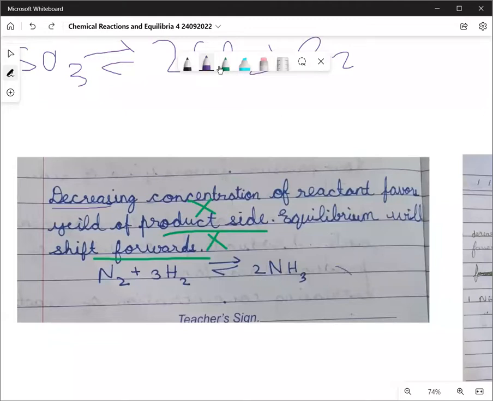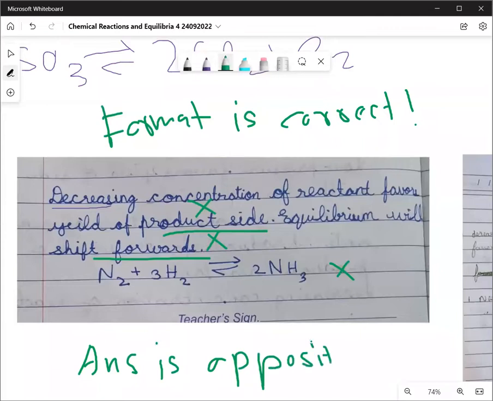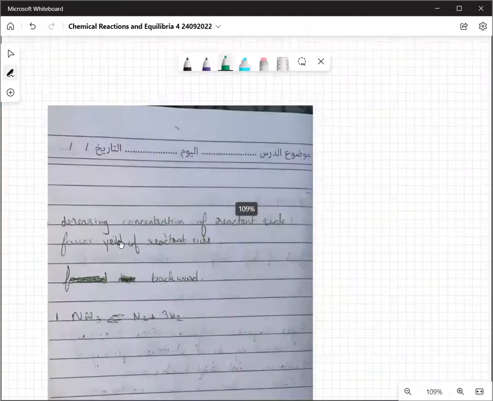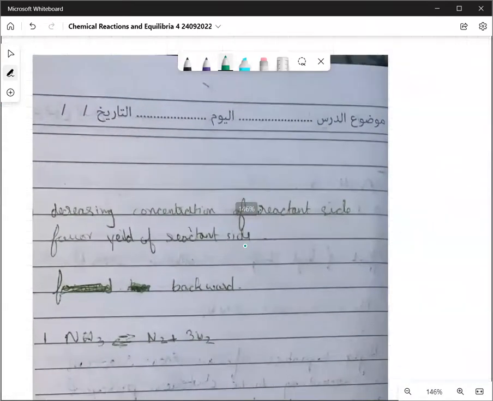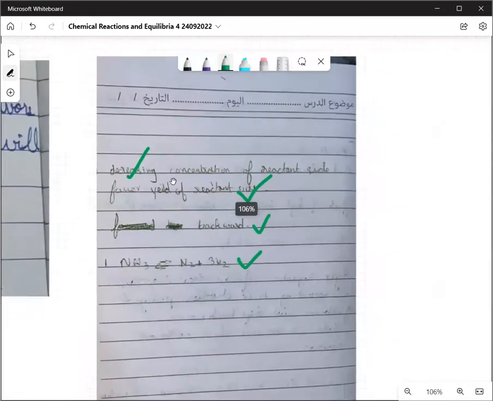Okay, Niranjana, you have written the answer correctly. The whole format is good. Format is correct. That's a good job. But the answer is opposite, so not so good. Now, decreasing concentration of reactant side favors yield of reactant side. That's correct. So the reaction will go backwards. This is the equation. Now, Niranjana asked me doubts here.